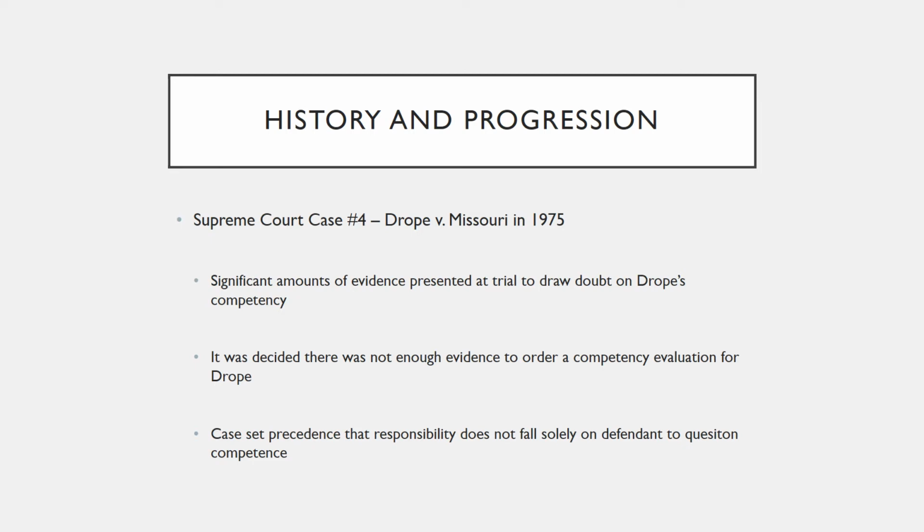However, because it was psychologists bringing it up and his lawyers bringing it up, but not Drope, he was still convicted of his charges and sent to jail. However, this did make it to the Supreme Court, and they reviewed it, and this case then set the precedence that it is not the sole responsibility of the defendant to bring their competency into question. It can be psychologists that perform evaluations, it can be their lawyers, it can be anybody else in the court system. The responsibility does not fall solely on the defendant.